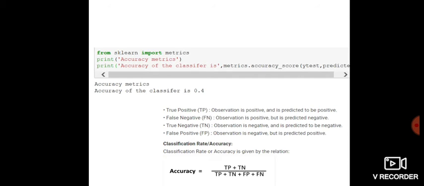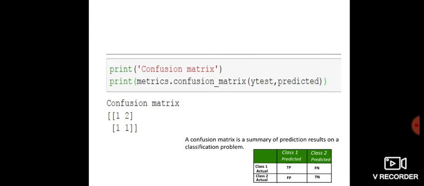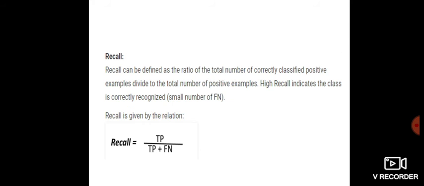Accuracy score is calculated based on a simple formula, where accuracy is equal to true positive plus true negative, divided by true positive plus true negative plus false positive plus false negative. And then we print the confusion matrix. A confusion matrix is a summary of prediction results on a classification problem. So we print the confusion matrix for y_test.